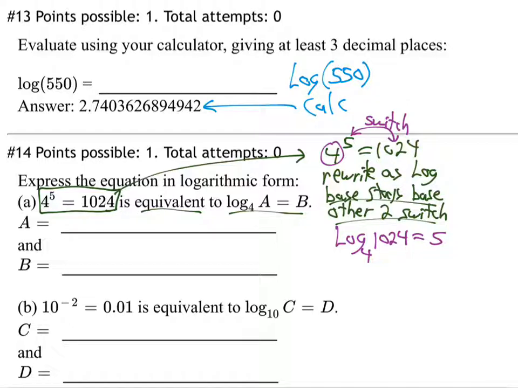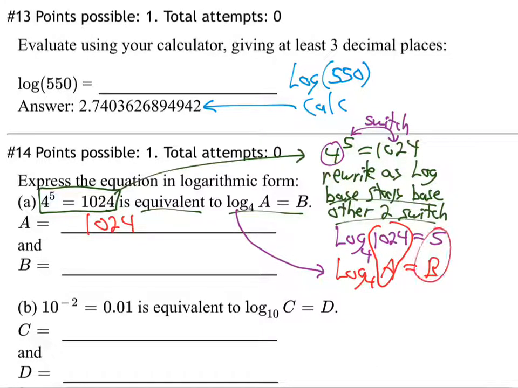So there we go. Now they're saying they want me to write it in this form, so let me bring it down here. They're saying they want it log base 4 of A equals B. So the A is the 1,024, and the B is the 5. So it was just practice rewriting from an exponential form to a log form.